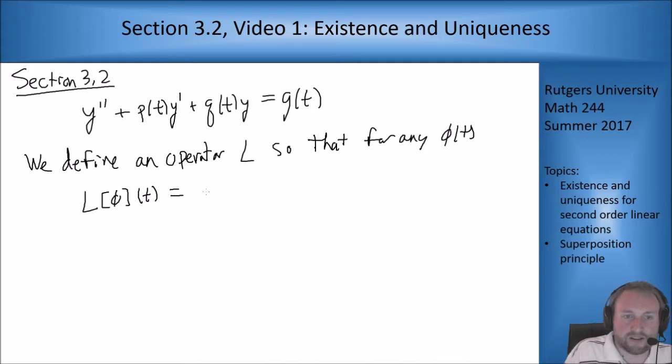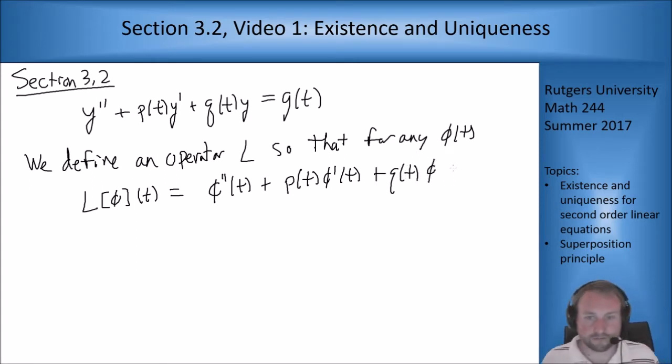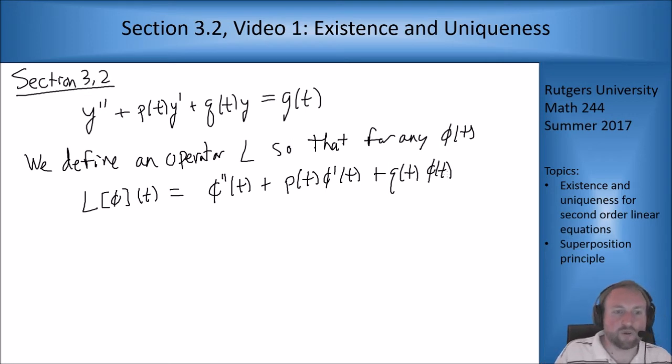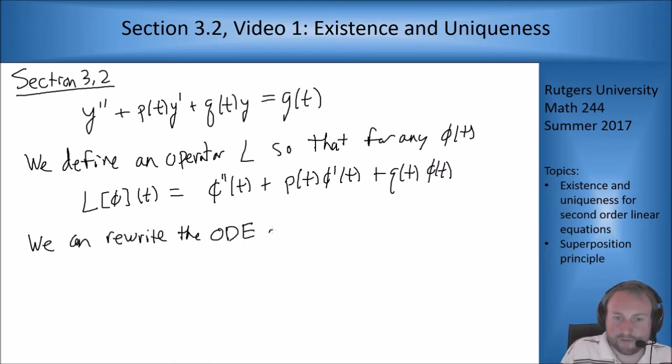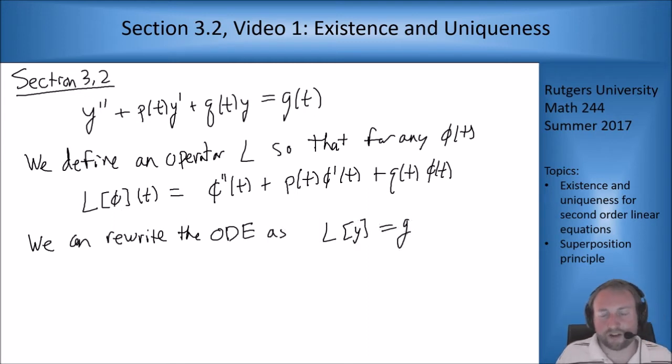And what this gives me is phi''(t) + p(t) phi'(t) + q(t) phi(t). So for any function phi, I can throw it at L, and that spits out another function. That's why it's called an operator, because it sends a function to a function. It has this expression, which means I can rewrite the ODE as simply L applied to y equals g. I can drop the of t's because both sides are functions of t, but if you want to write them in, you can as well.